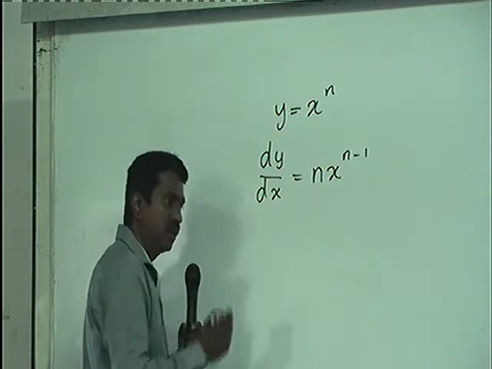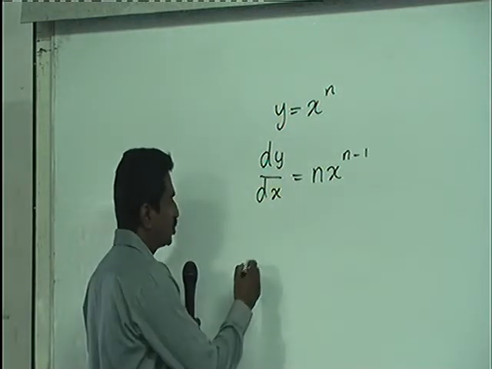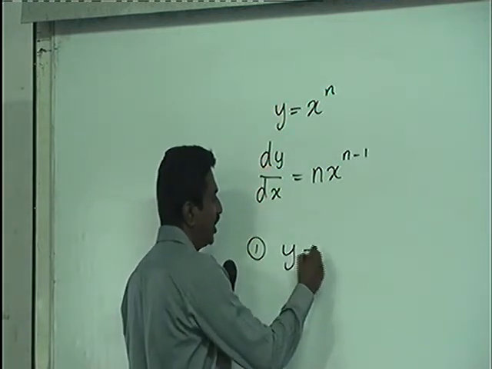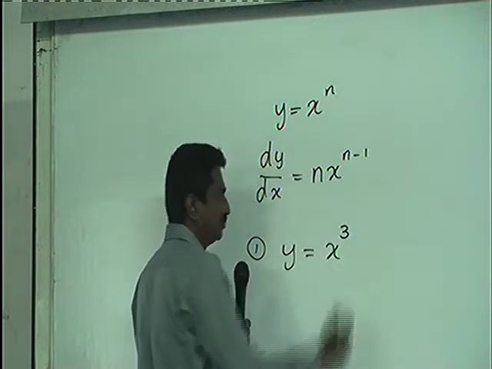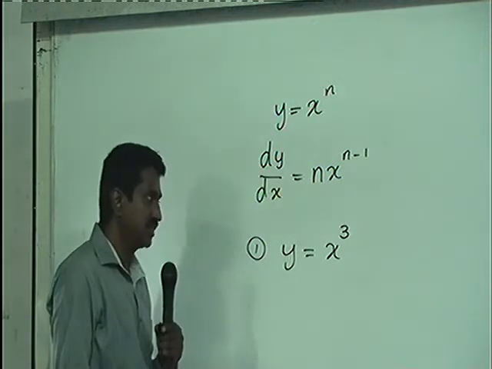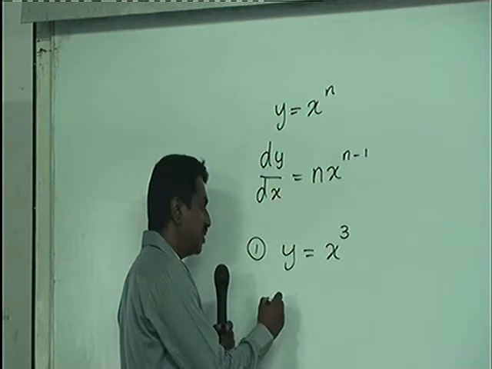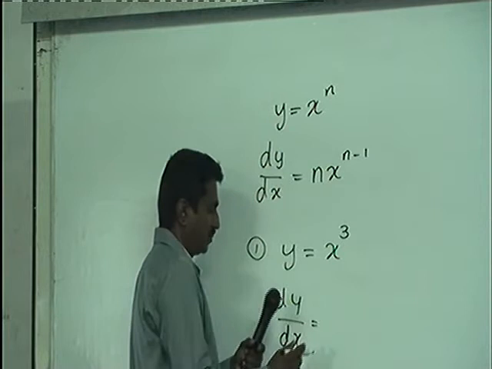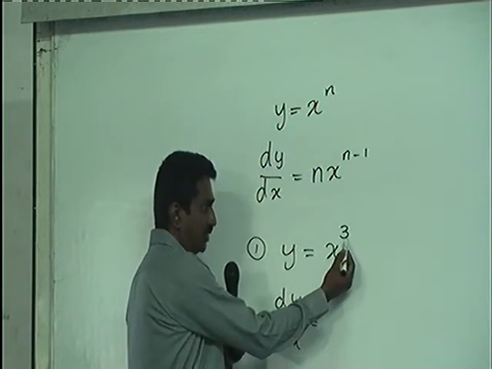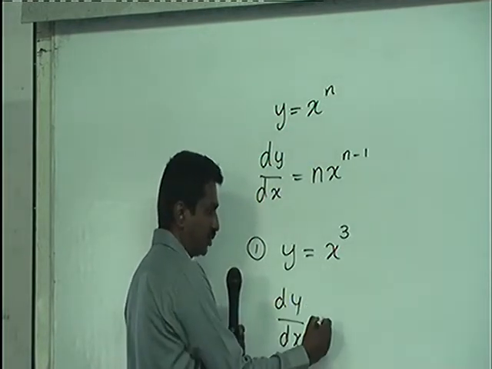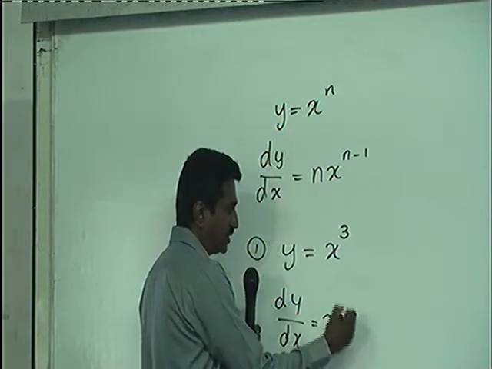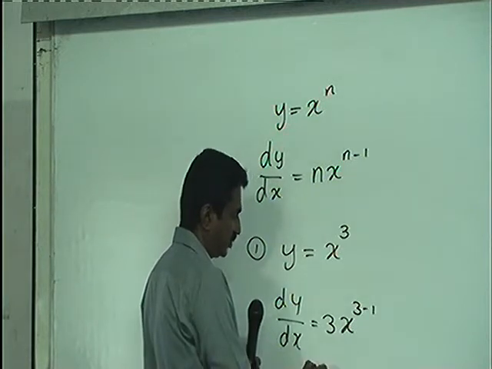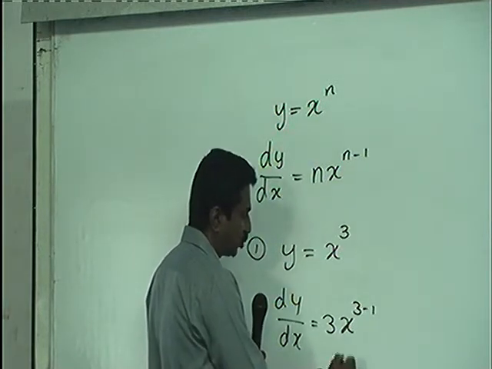Then we have done some examples. Say for example, if I want to differentiate y is equal to x to the power 3, the basic things that we started in the last session. So how do you calculate dy by dx? You take this 3 in front, so that is 3x, the power drops by 1, 3 minus 1. So that is equal to 3x squared.